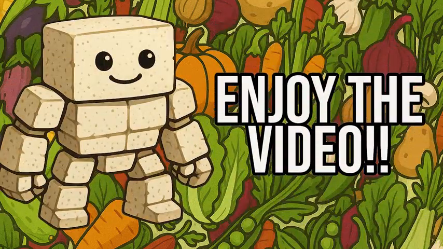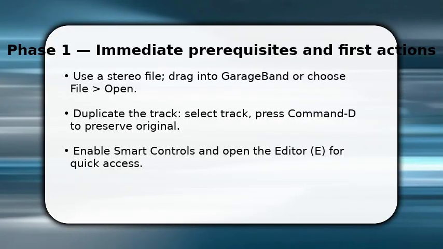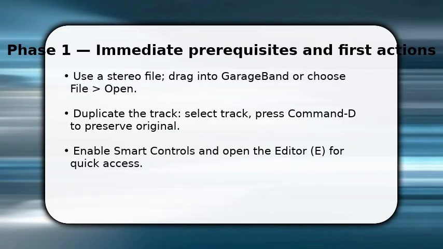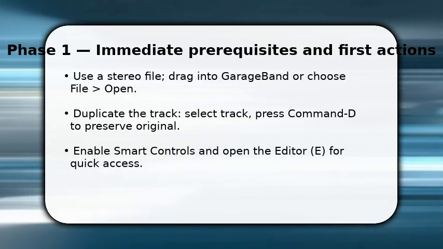Please enjoy the video. You start by importing a clean stereo song into GarageBand. Once done, duplicate the track immediately so you keep an untouched backup. Make sure Smart Controls and the Editor panel are visible. This gives you access to EQ, gain, and plugins.